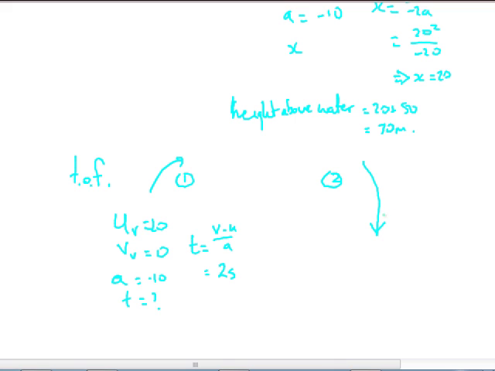The other one, we've got UV equals 0, A equal to negative 10, T is we're not sure. What other value do we have? We don't have VV, so how do you solve that? Can't use the same equation. Do we know anything about delta X? We don't have to solve this by finding the final velocity. You can do it without that.